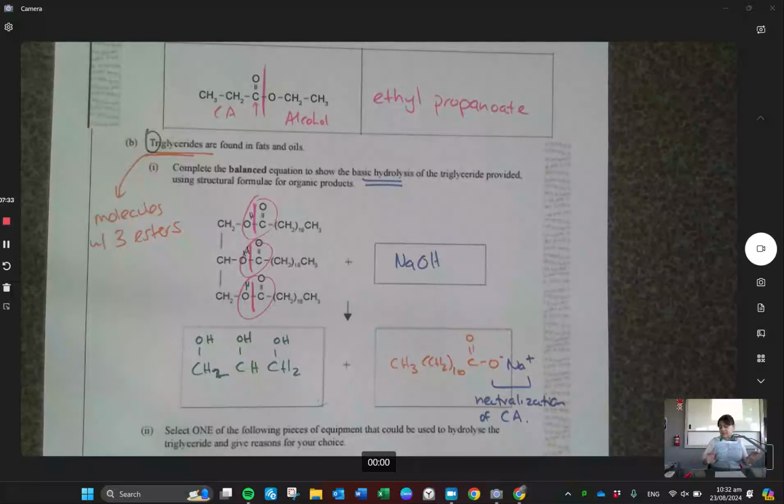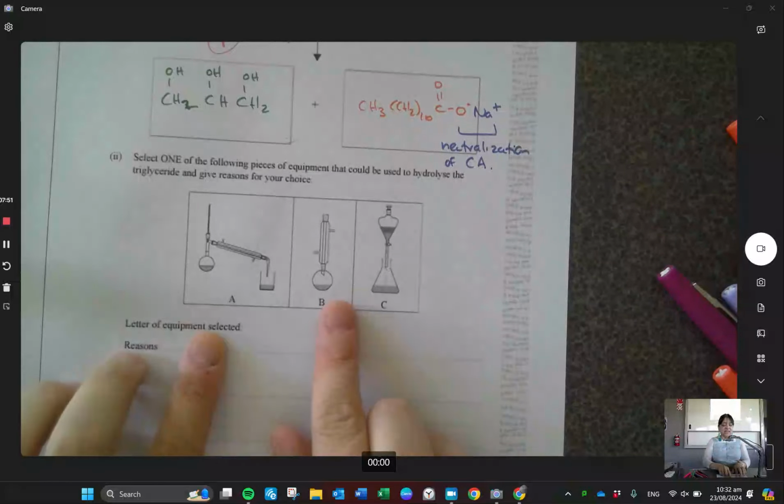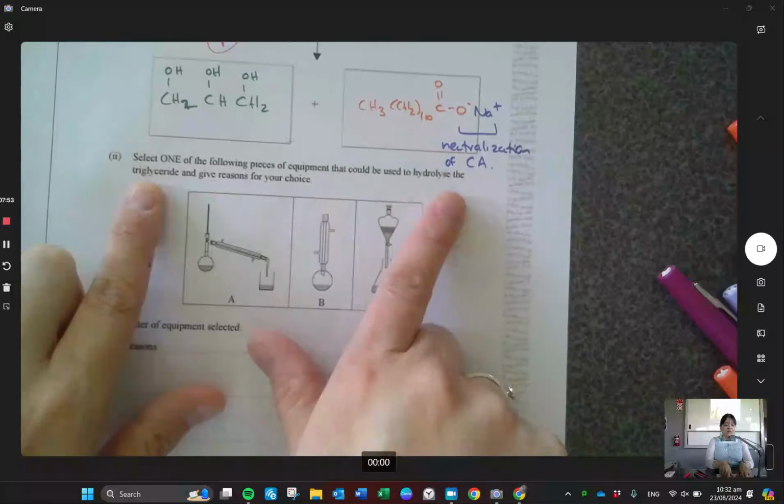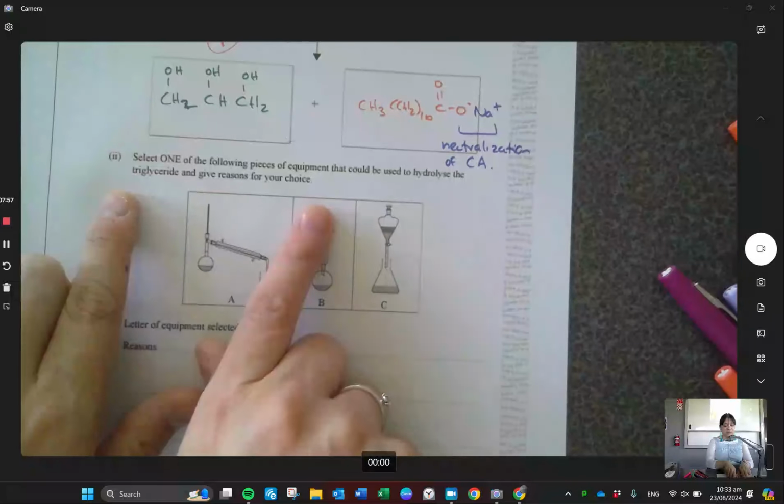Okay. So the good news is it's a lot of material, but it's all tied back into esters at the end of the day. Now you can see some of the things we were talking about in that previous lesson, and this is what I mean by the integration of organic material, and that's how the questions can kind of chop and change. In this case, they want you to select the following bit of equipment used to hydrolyze the triglyceride and give reasons for your choice.